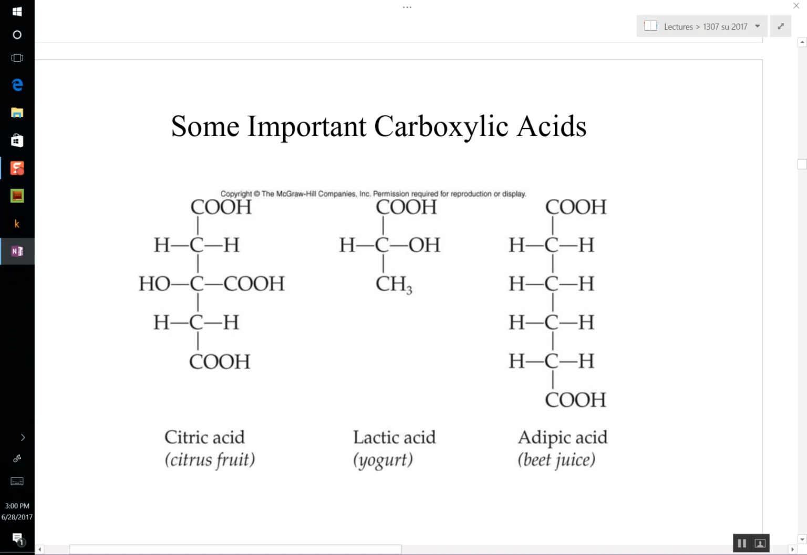Yogurt, lactic acid. So it's in yogurt, and I guess that's also what's being formed when you exercise really hard and your muscles get sore. You produce so much lactic acid that your body is trying to get that out of the muscles. And that's what you form, lactic acid.